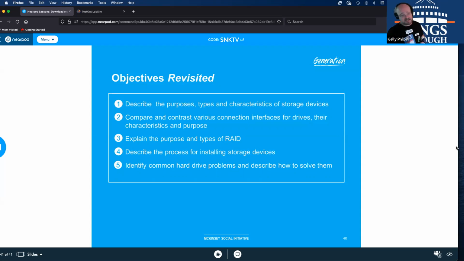They love asking RAID questions, so please make sure that is in your study rotation, knowing the differences between 0, 1, 5, and 10. We will talk about it again. I will put another fun video in Slack for all of you to watch that kind of sums it all up really, really nicely with a bow on top, and makes it make more sense. Describe the process for installing a storage device, etc., etc. Any questions so far?